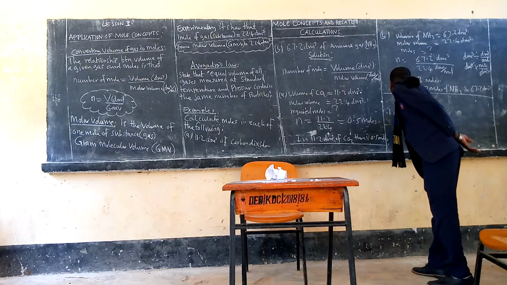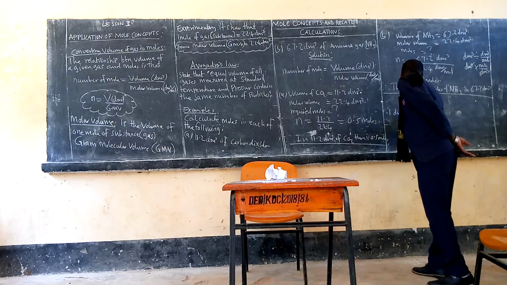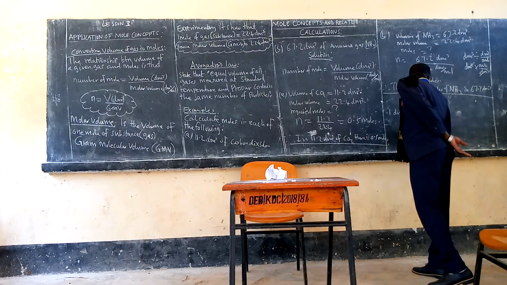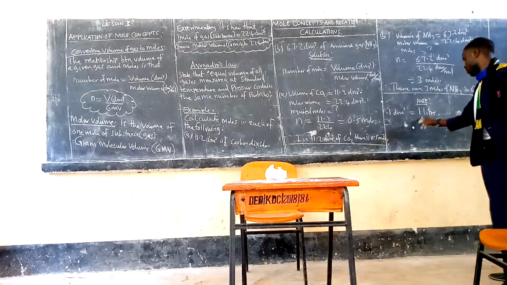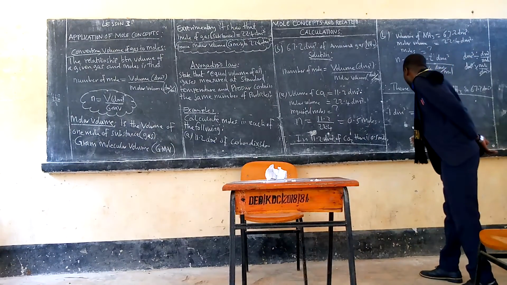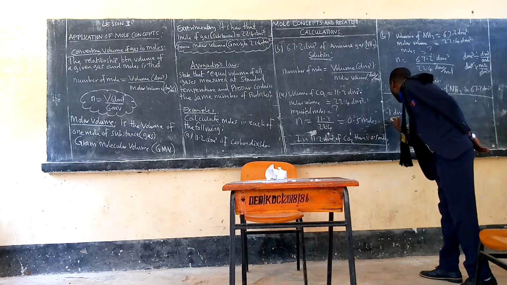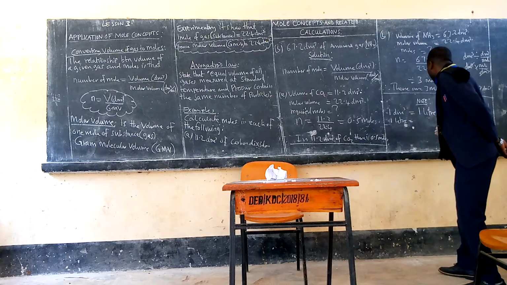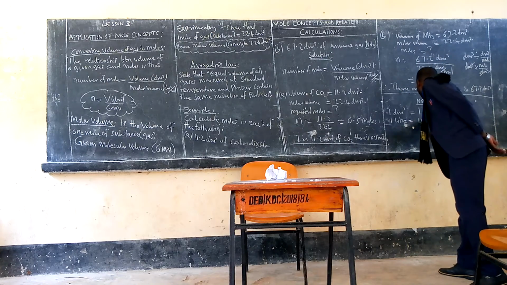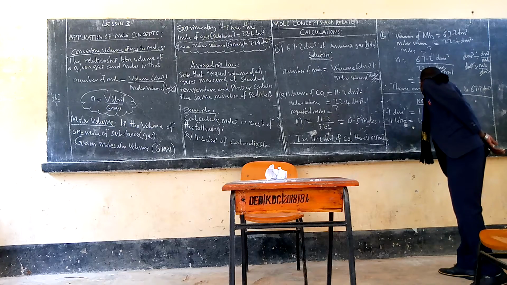Note. 1 decimeter cubic equals to 1 liter. And also, 1 liter equals to 1,000 milliliter.